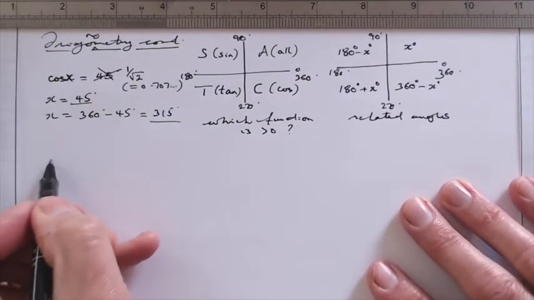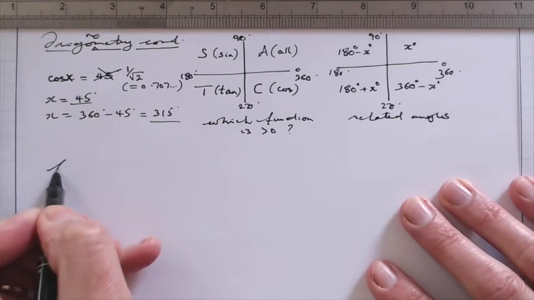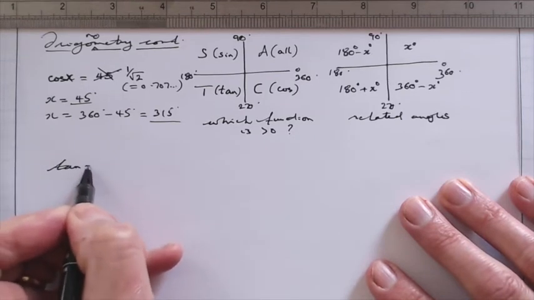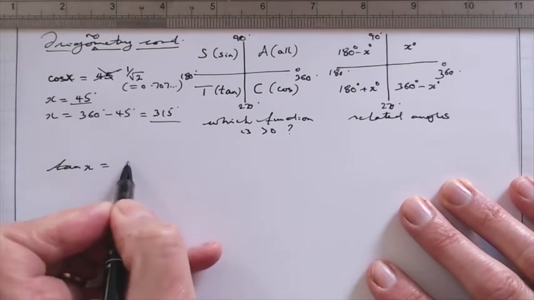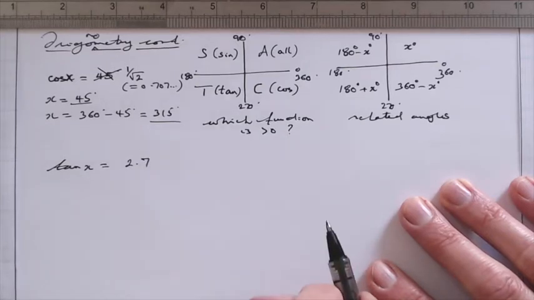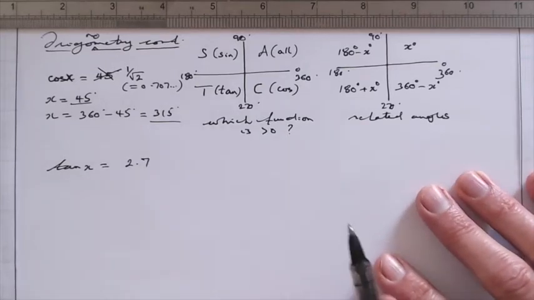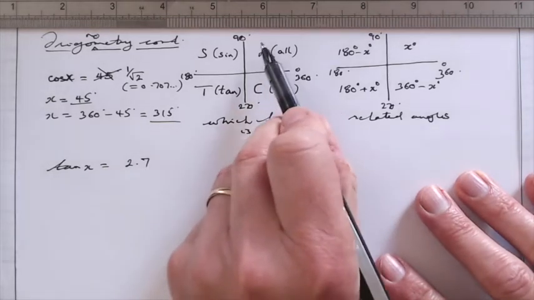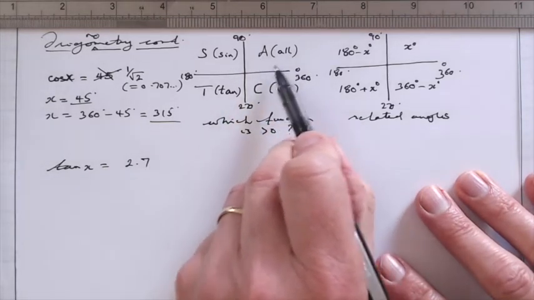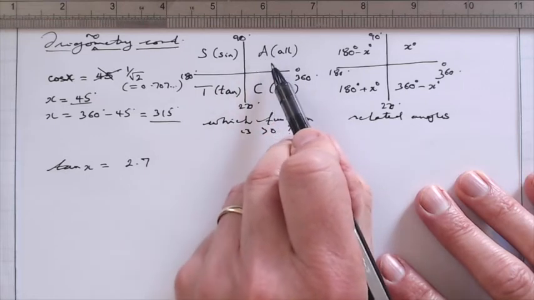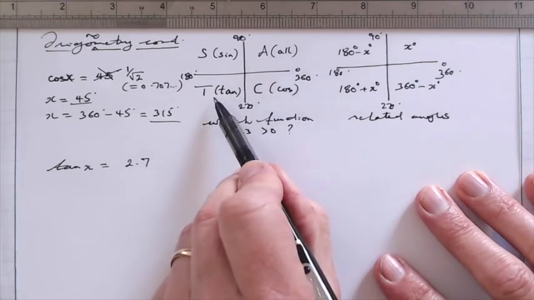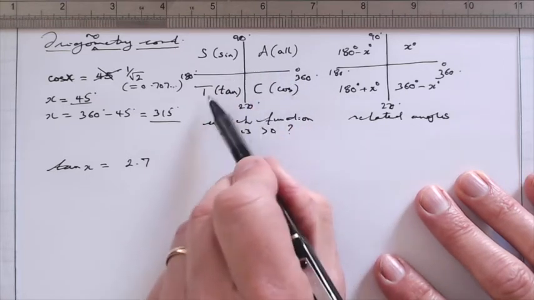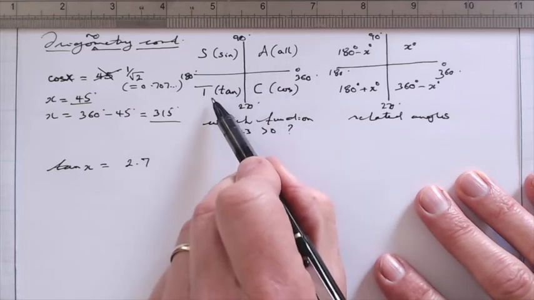Let's do another example. Let's imagine we're solving tan of x equals 2.7. Well, tan is positive. There will be a solution in the first quadrant because all functions are positive there. Tan is also positive in the third quadrant, so there'll be another solution here.